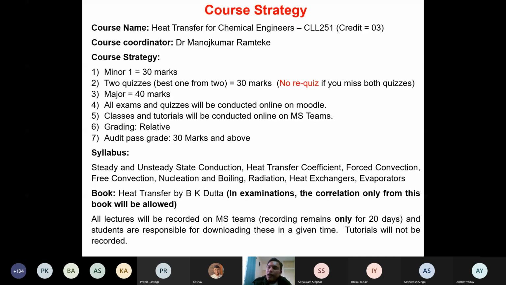So that is why I am telling you upfront that the book which I am going to follow is Heat Transfer by BK Datta. This is not a costly book. You can purchase it for only 300, maximum 300 to 400 rupees. It is available online also. You can get online copies, and download it if you know how. So this book is available.